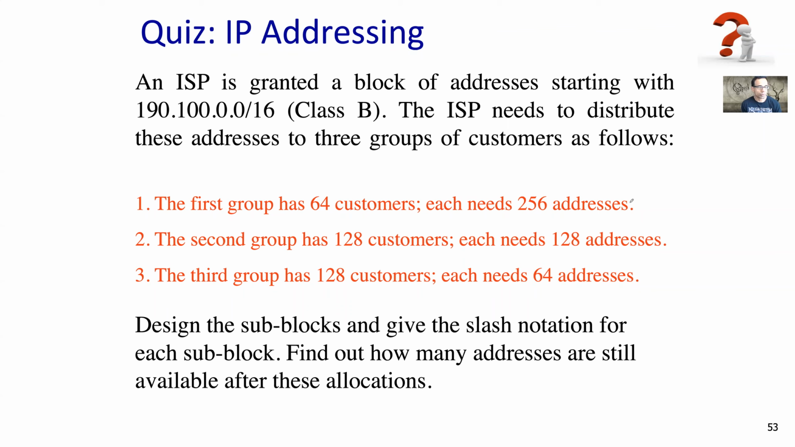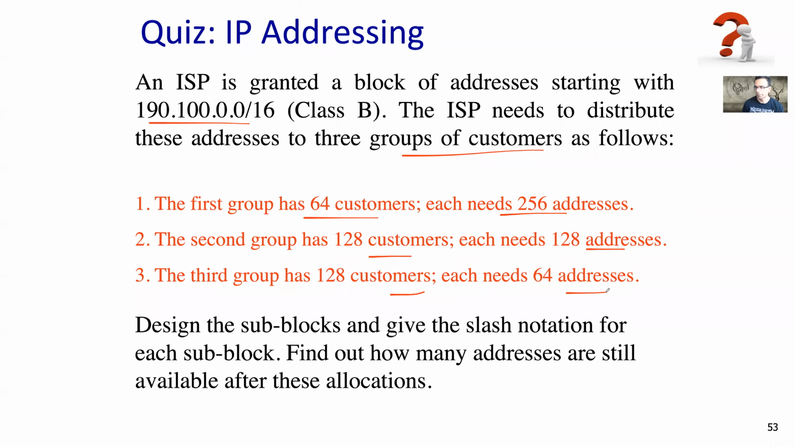This is a little more elaborate example. Here an IP address block has been given, a class B site address, this one. This is an ISP, and the ISP has customers with these requirements. There's one group with 64 customers each needing 256 addresses, then 128 customers each needing 128, then 128 customers each needing 64.